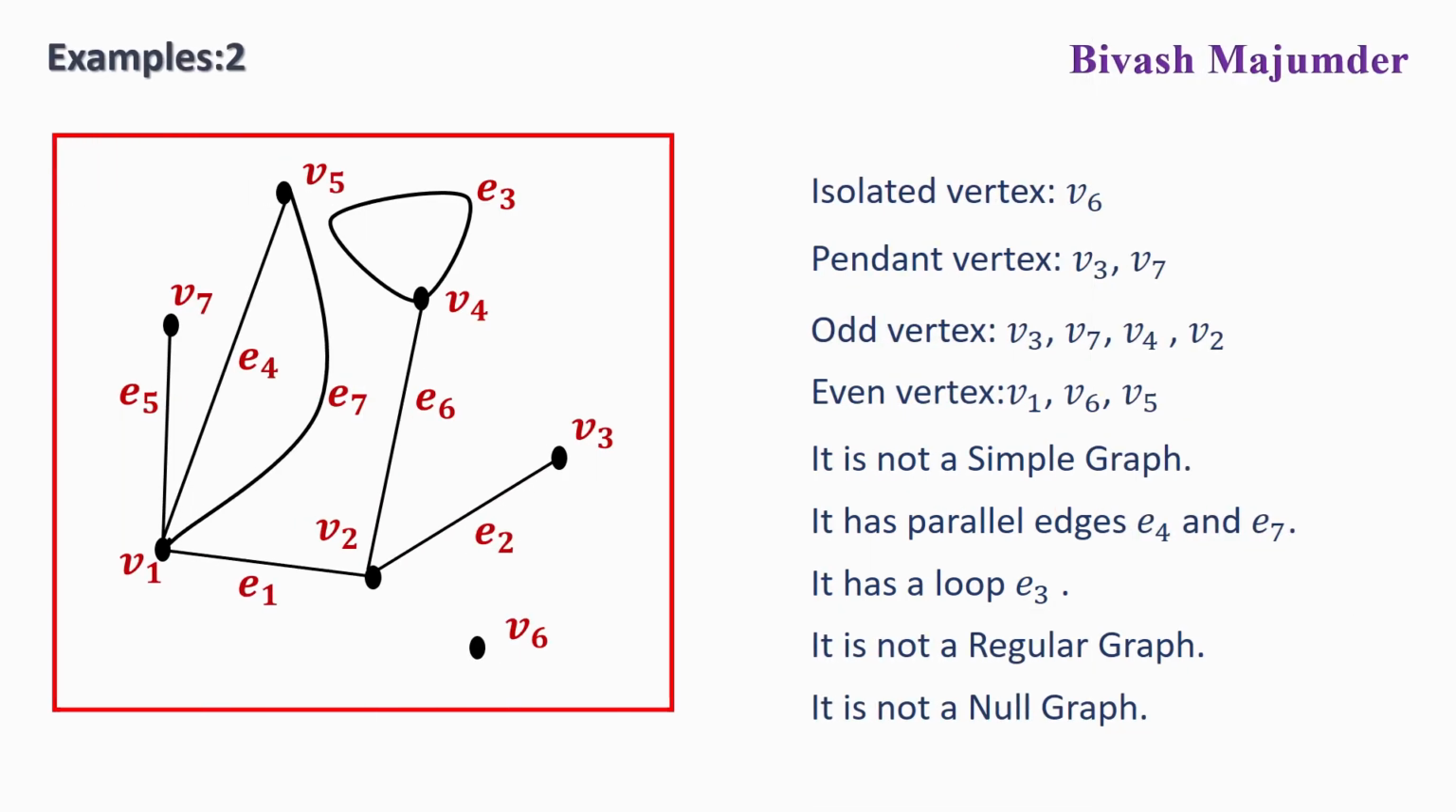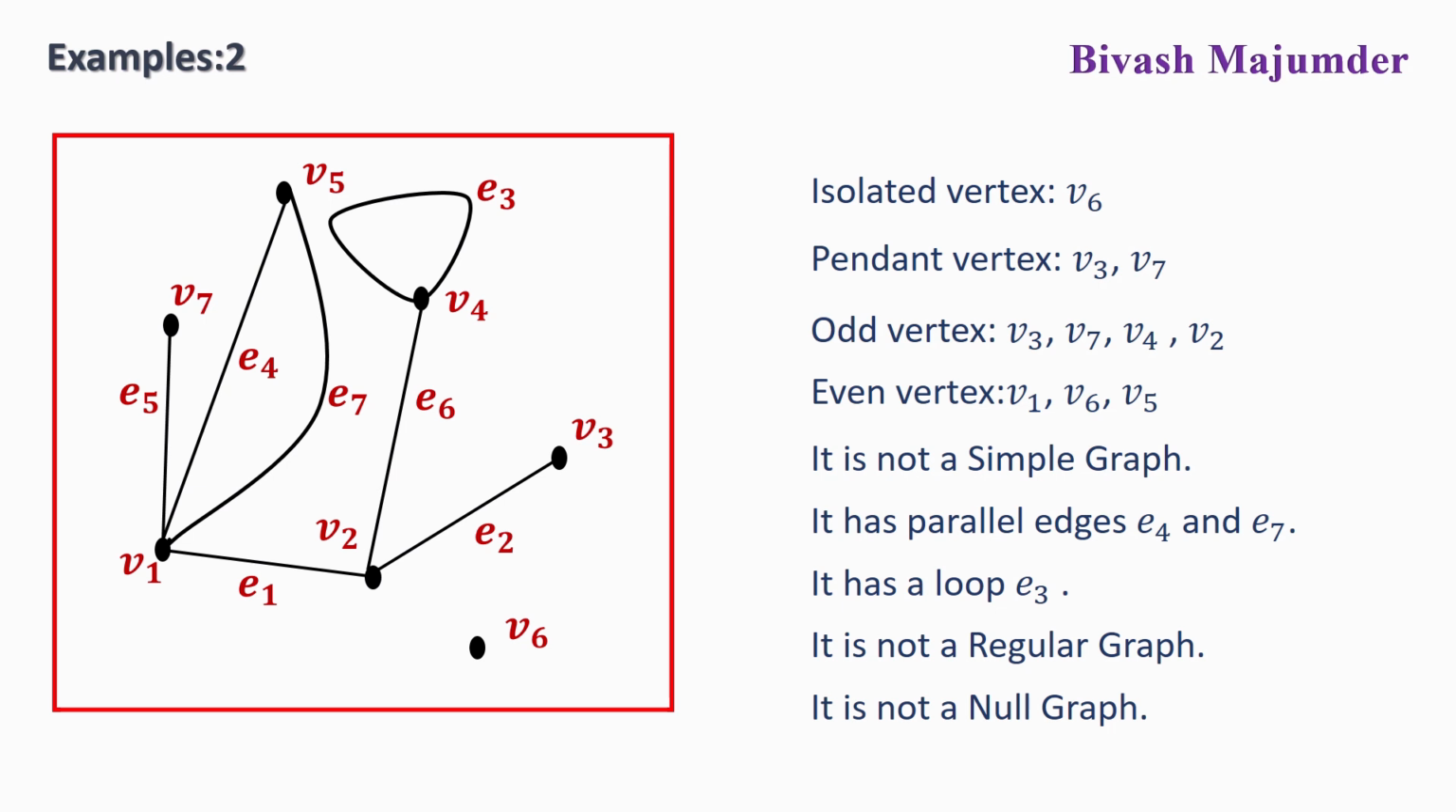In this graph, V6 is the only isolated vertex. V3 and V7 are pendant vertices. V2, V3, V4 and V7 are odd vertices. V1, V5 and V6 are even vertices.